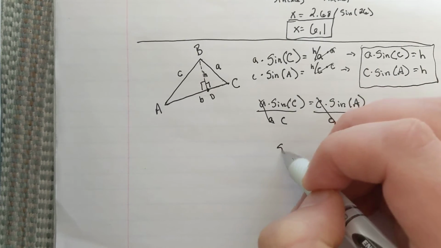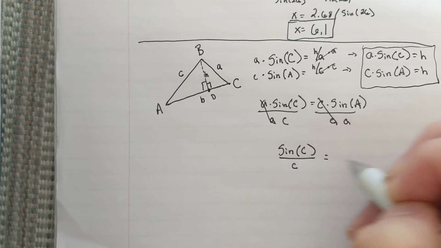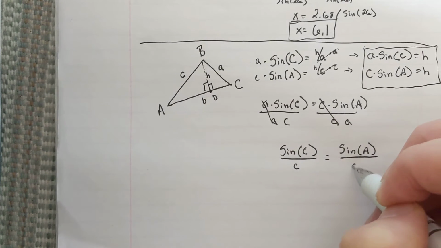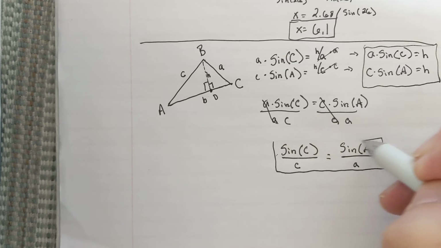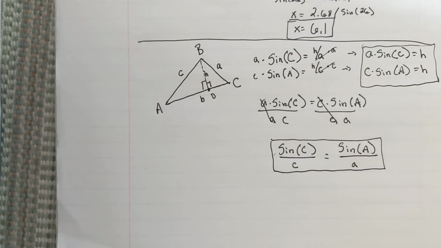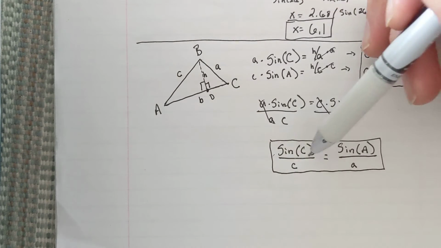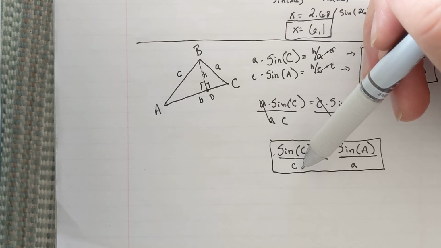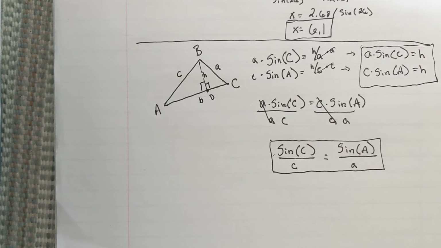And that leaves sine of angle C over side length C is equal to sine of angle A over side length A. And this is the equation that we're looking for. All right. So what this says is if you take any angle in that non-right triangle and take the sine of it and divide it by the side length it creates, that is equal to the sine of any other angle in that non-right triangle over its respective side length.